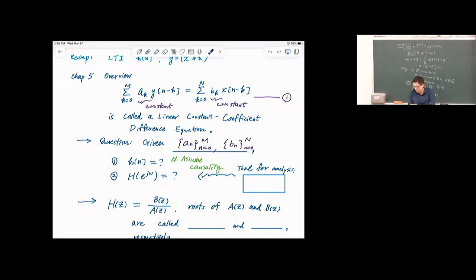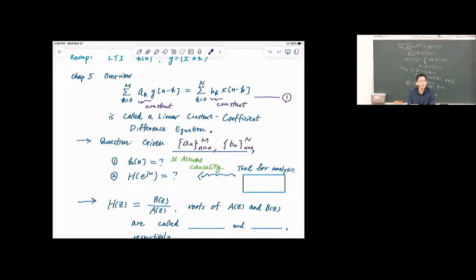Given the coefficients that are constants, can we calculate the impulse response? How do we do that? And secondly, how do we know the frequency response exists? Given the coefficients, how do we know the impulse response has a Fourier transform? This is a question we need to address, and we will come to that.